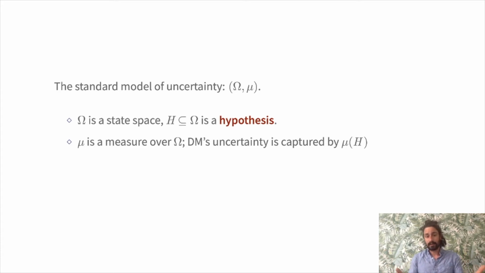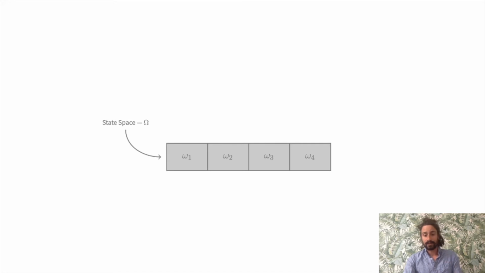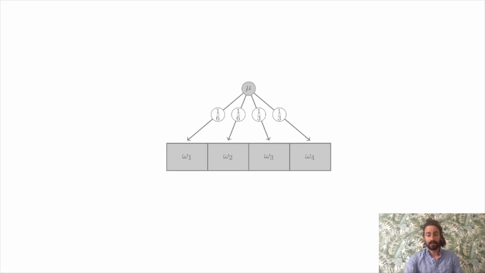This is really the way that uncertainty is modeled in pretty much all of economics. We have a state space, we have a probability that assigns values to each state, and then we think about some hypothetical event H. Maybe my payoff depends explicitly on H, and the probability of H is given by the mu probability of the states aggregated over the event.